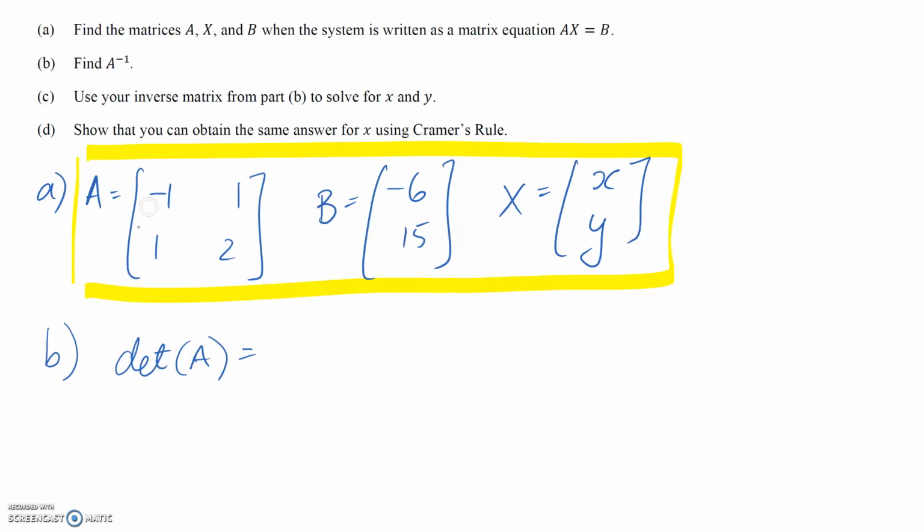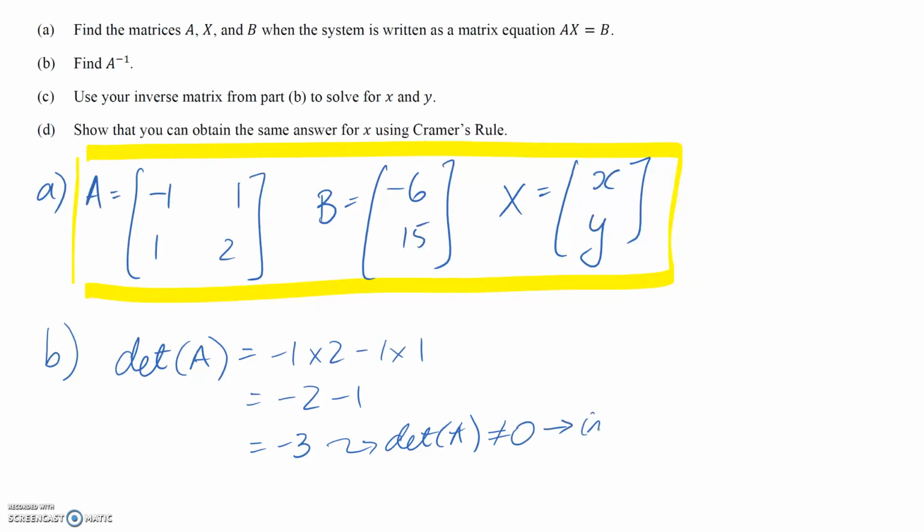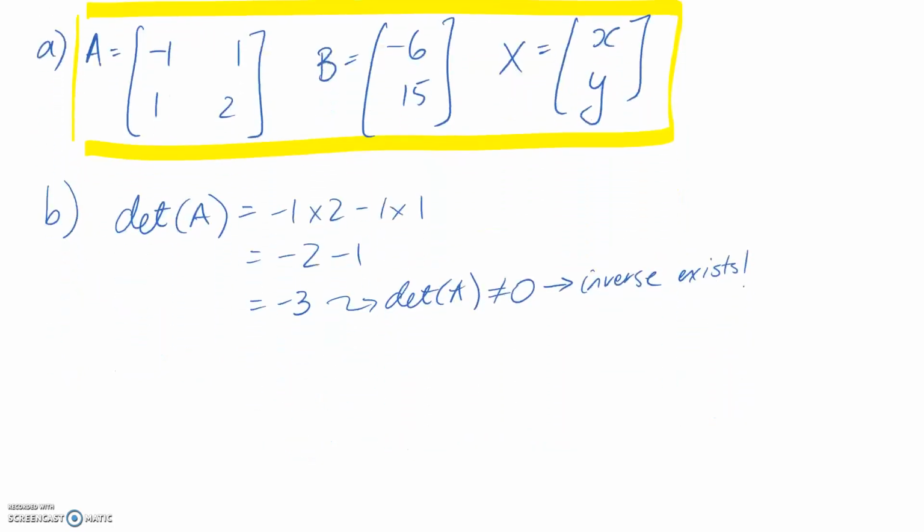All right, so the determinant of this, it's a 2 by 2, so it's AD minus BC. So this is going to end up being -2 minus 1, which is -3. So since that determinant didn't equal 0, that means that an inverse does exist. All right, so let's go and find it.